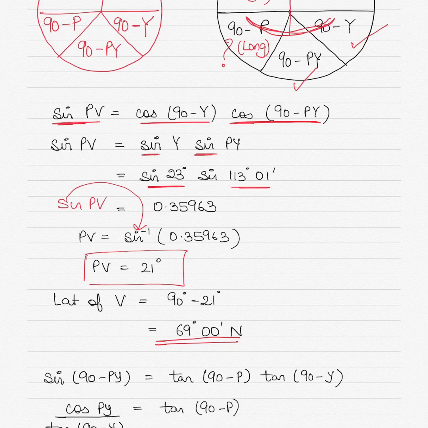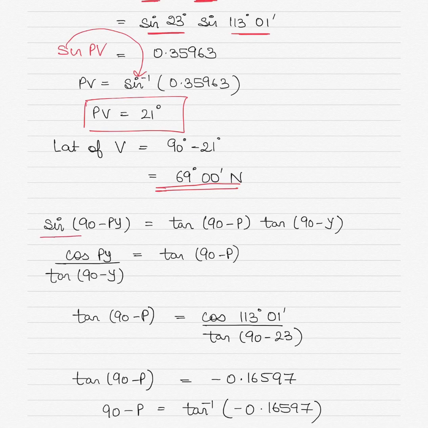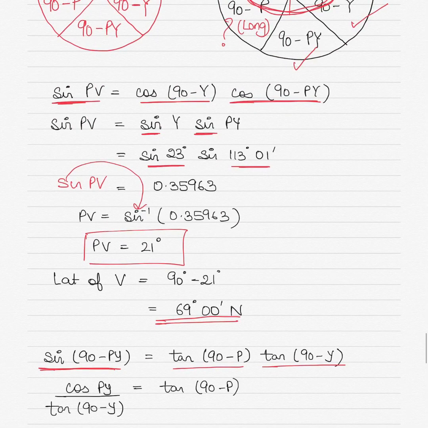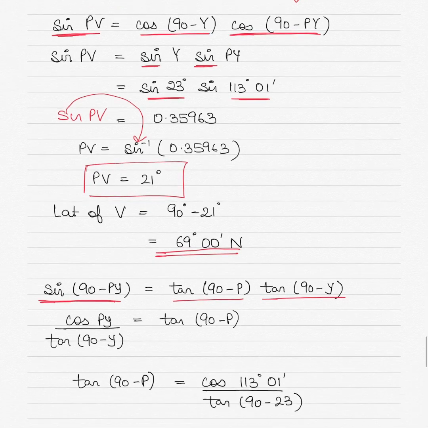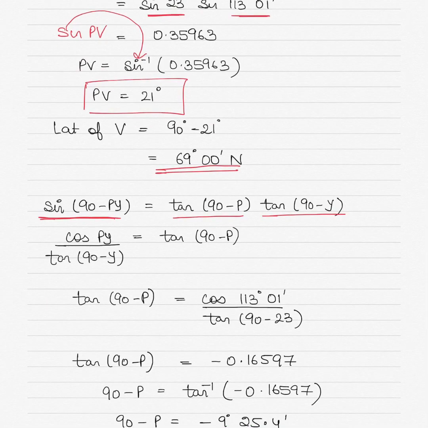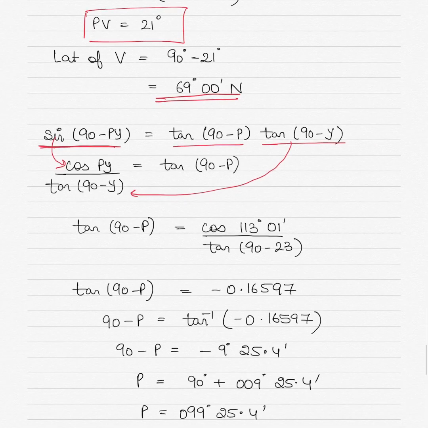Because here 90 minus PY is the middle part and the other two are the adjacents, Napier's rule dictates sine of middle part, sine of 90 minus PY, equals tan of 90 minus P multiplied by tan of 90 minus Y, which are the adjacents. Like I said, sine of 90 minus any angle becomes cos of that angle. So this becomes cos PY, and I have taken tan of 90 minus Y to the other side because I want tan of 90 minus P, which is the unknown, on one side. So tan of 90 minus P will be equal to cos of PY divided by tan of 90 minus Y.